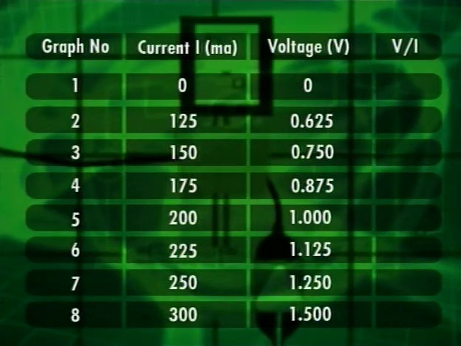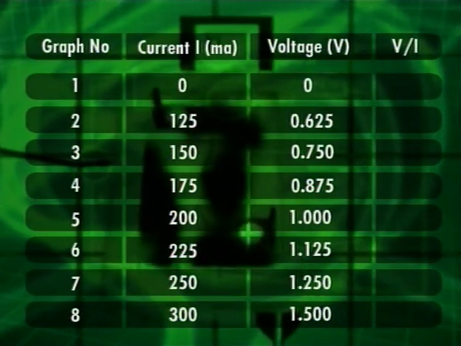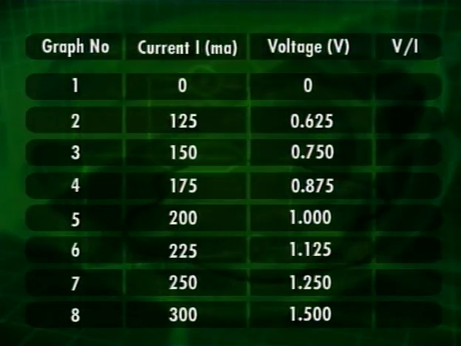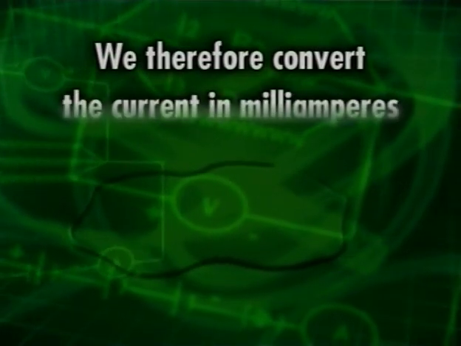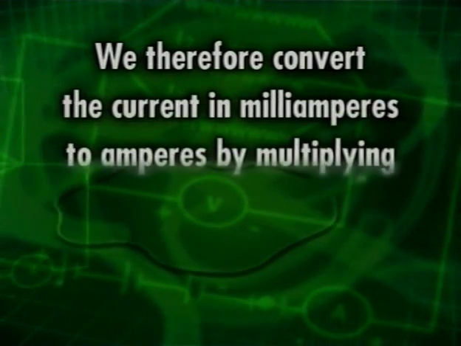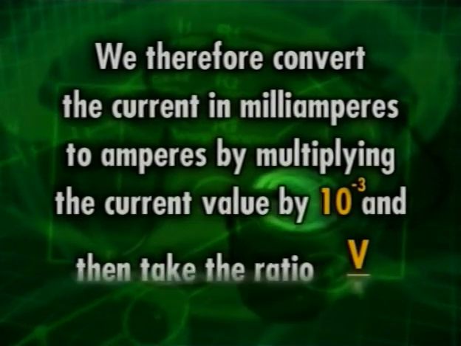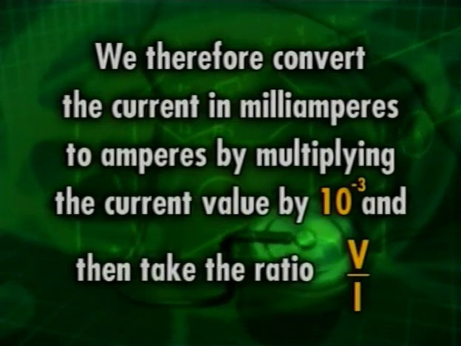Here, the current has been measured in milliamperes and the voltage is measured in volts. We therefore convert the current in milliamperes to amperes by multiplying the current value by 10 raised to minus 3 and then take the ratio V by I.